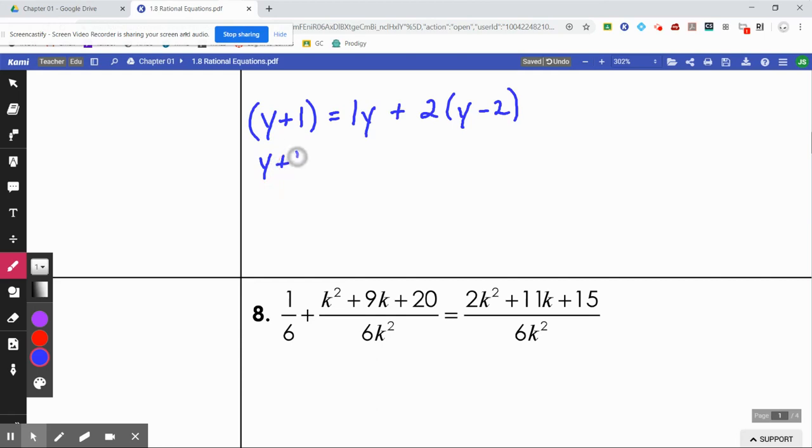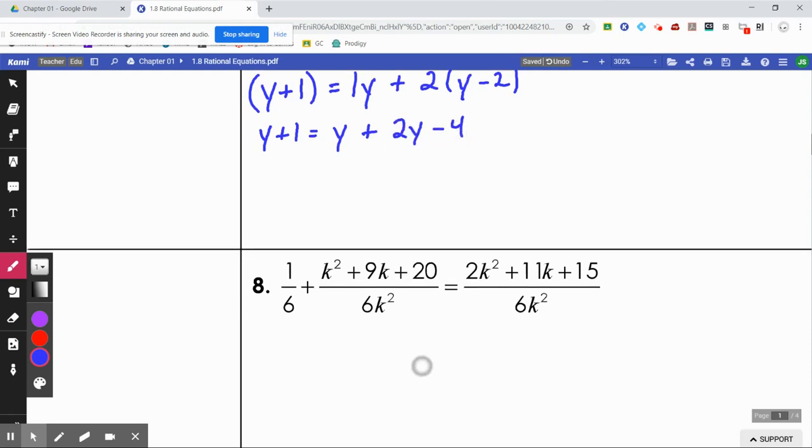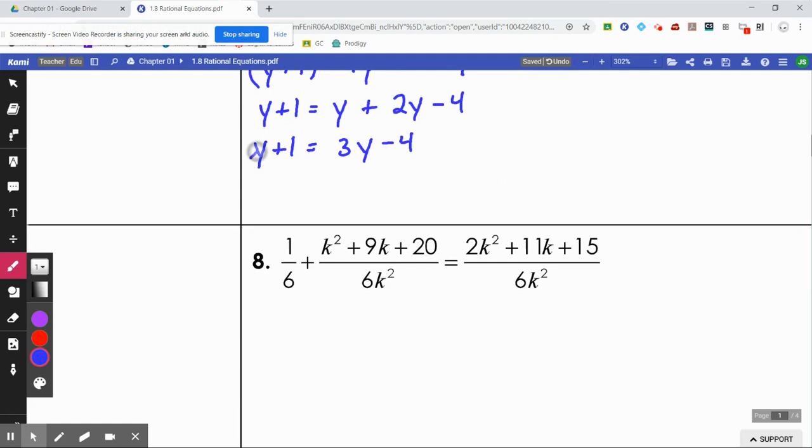So here the parentheses are not necessary. 1y can be written as just y, plus, let's distribute 2y minus 4. Combine your like terms, gives me y plus 1 equals y plus 2y is 3y. You have minus 4. Let's move our y over by subtracting. That gives you 2y. Move minus 4 over by adding equals 5.